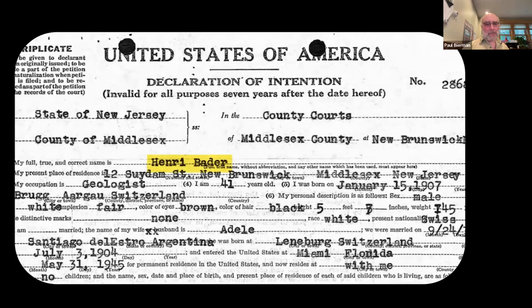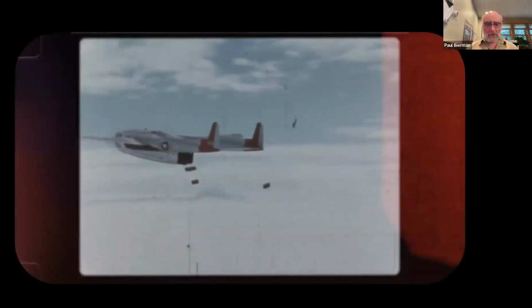And what Bader did, and this is a picture, I'll play a short video for you. What Bader did after he got US citizenship was really lead and inspire the U.S. research program on snow and ice. And so this actually is his passport or his citizenship declaration.